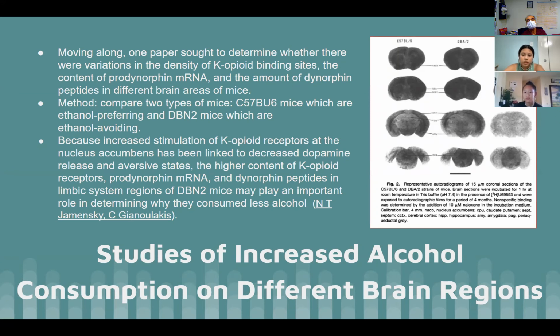The two types of mice that were used were the C57BL/6 mice, which were ethanol preferring, and DBA/2 mice, which were ethanol avoiding. Because increased stimulation of kappa opioid receptors at the nucleus accumbens has been linked to decreased dopamine release in aversive states, the higher content of kappa opioid receptors, prodynorphin mRNA, and dynorphin peptides in limbic system regions of DBA/2 mice may play an important role in determining why they consume less alcohol.